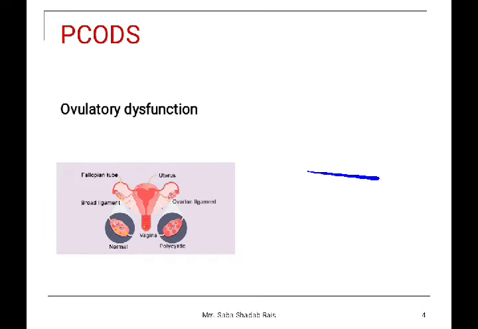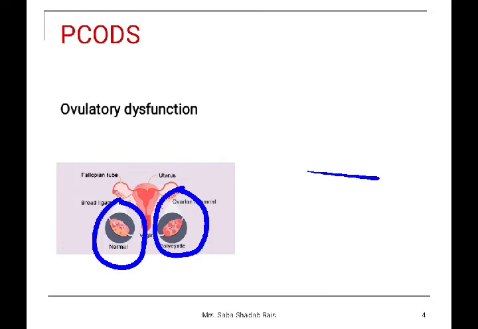It depends on the number of cysts produced in the ovary and how much the ovary is damaged. Now you can see here, students, in the case of a normal ovary, only one follicle is developing. But here you can see multiple follicles are there. Right? So these are the various issues.